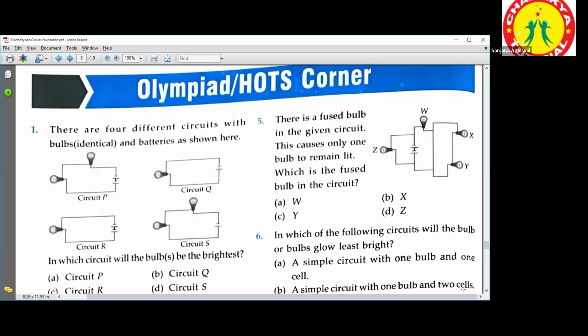Please tell me the given circuit. If only one bulb is to remain lit, which is the fused bulb in the circuit? Ma'am, which one shall we do? Fifth. Okay, ma'am.